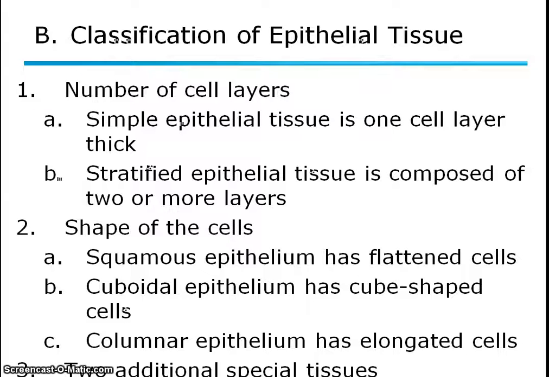The cuboidal epithelium has cube-shaped cells. I think that term is pretty straightforward. And then columnar epithelium has elongated cells like columns on a building, up and down. So those are fairly simple to identify as well.